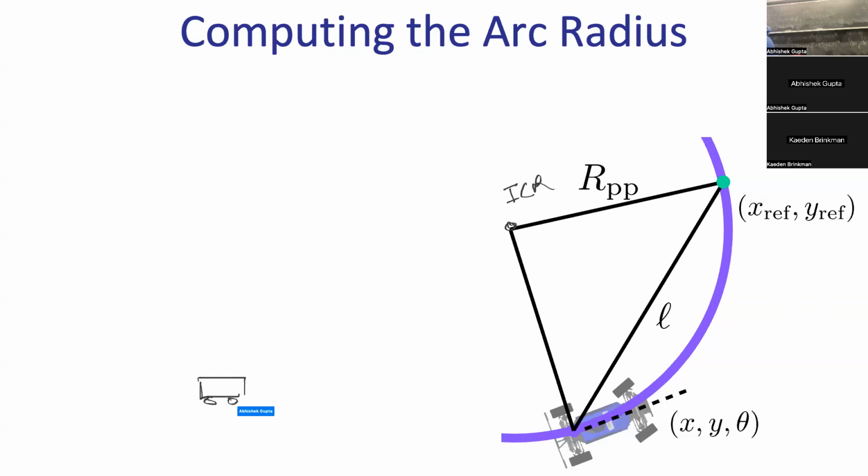You can think of this as your target, this is your current position, right? So you have x, y, theta, current position and orientation, right? You want to get to some point, which is x_ref, y_ref, right? That's the point you want to get to. And what you want to do is figure out the steering angle that gets you there.